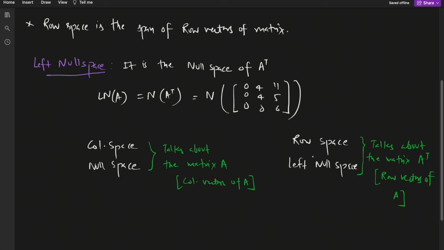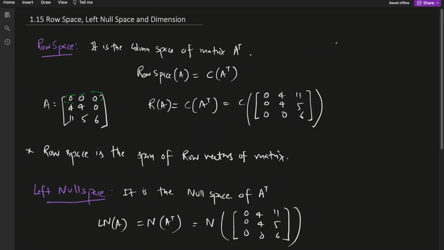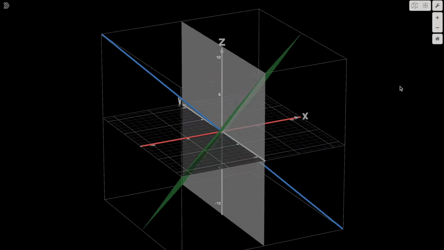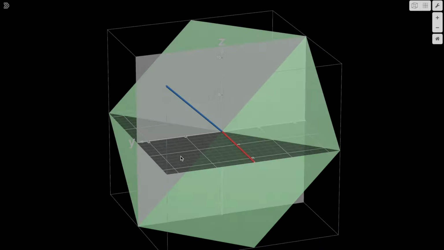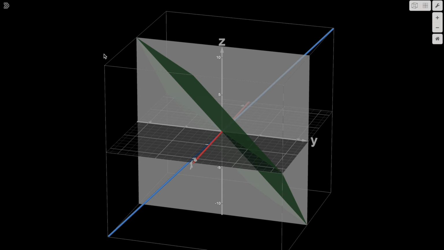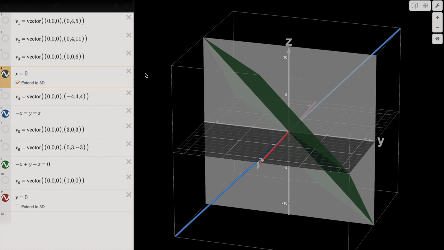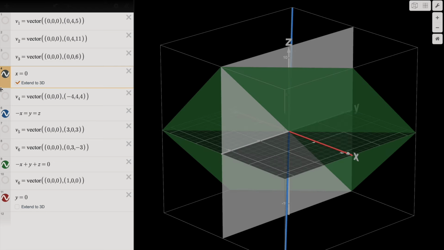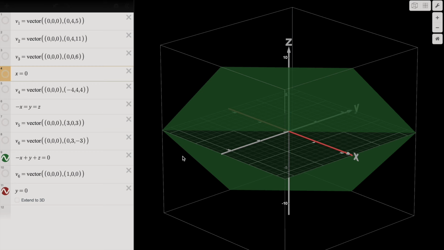Now we will see the visualization, because we were considering this matrix from long, right? This matrix A: 0 4 11, 0 4 5, 0 0 6. So we will see the spaces for that matrix. I have already explained these two spaces. This gray is the column space, and this blue is the null space. So for now I will remove these from the visualization.